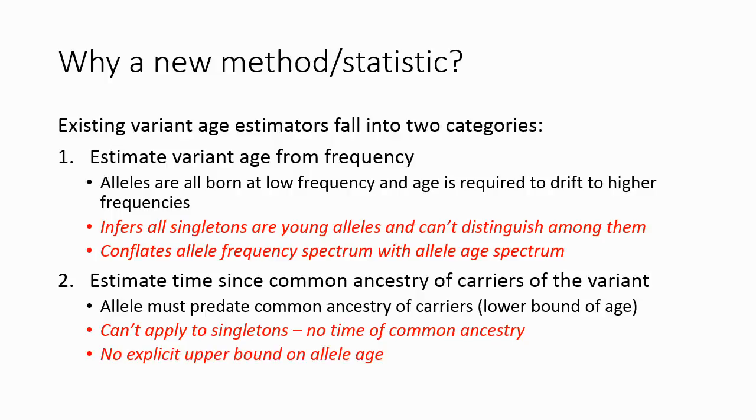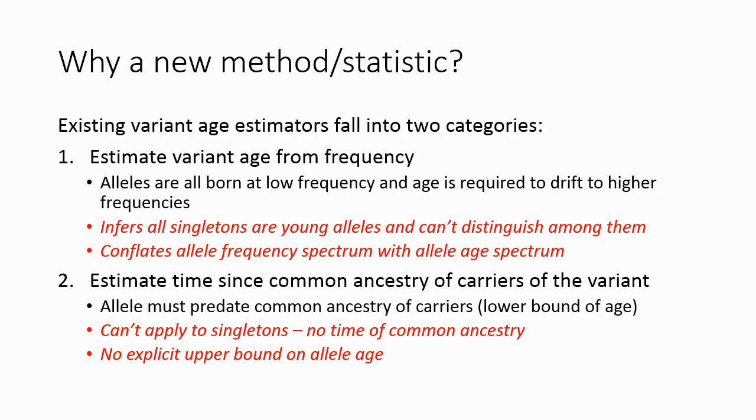But why do we need a new method? We've got essentially two classes of methods existing for estimating the ages of alleles. One is to just look at its frequency. A new allele is born and it's rare, and it takes time for it to rise to higher frequency. So a higher frequency variant is going to be an older variant than a rare one.